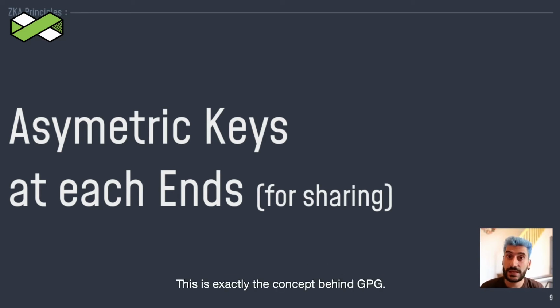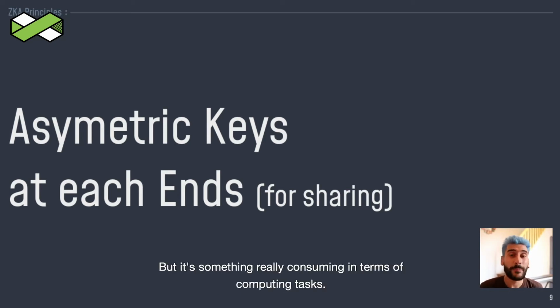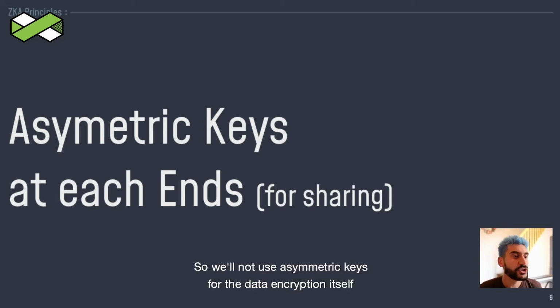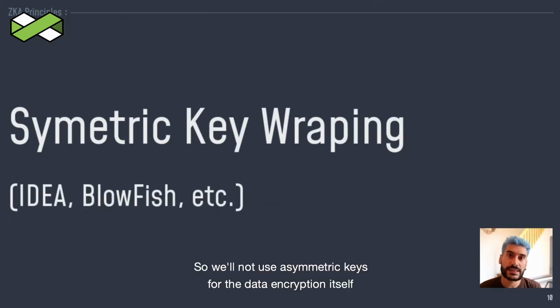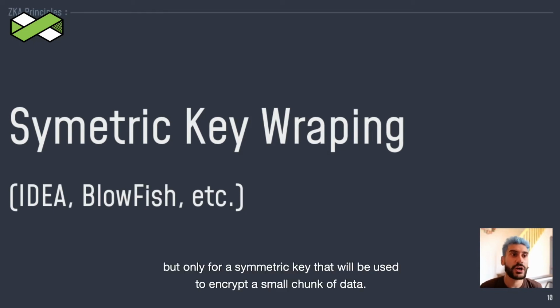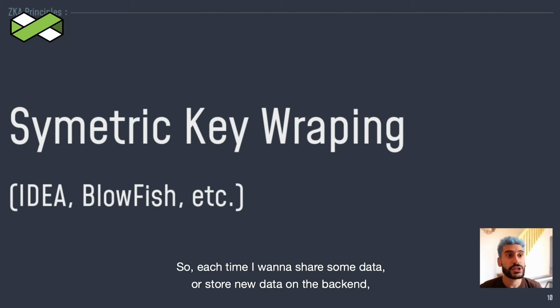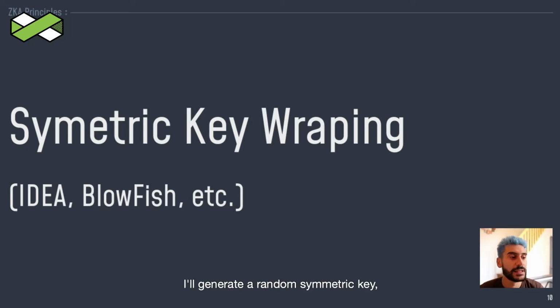This is exactly the concept behind GPG, and this is something really useful. But it is really consuming in terms of computing. So we will not use asymmetric keys for the data encryption itself, but only for a symmetric key that will be used to encrypt just a small chunk of data. So each time I want to share some data or store new data on your backend, I will generate a random symmetric key.